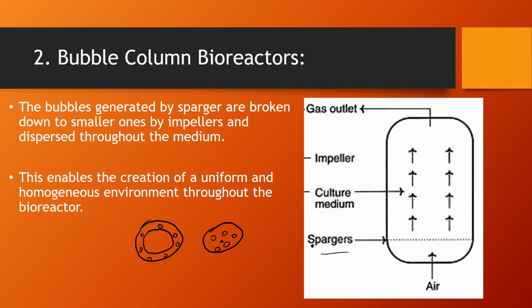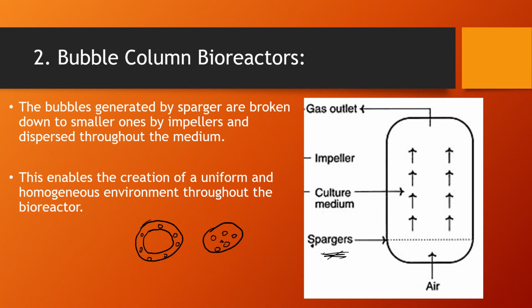So why is pumping of air required? In this case bubbles are passed, and these bubbles are used to mix the content within the vessel. Okay, so here the air is coming into the vessel through this sparger. You need to remember these terms. And what will it create? It will create a uniform, homogeneous environment throughout the bioreactor.